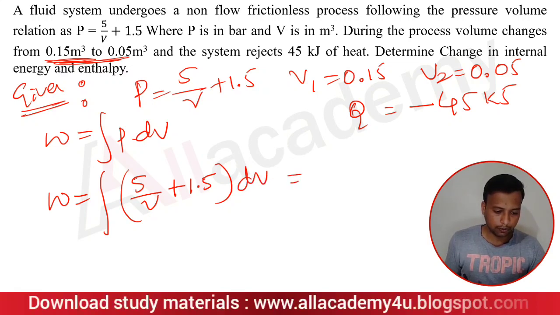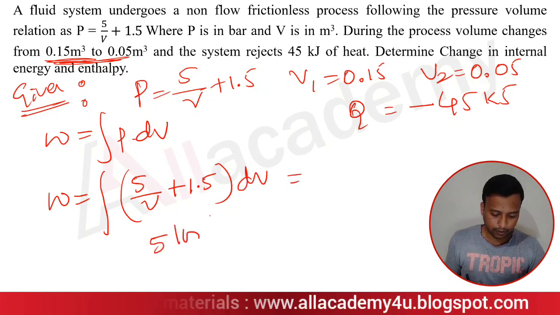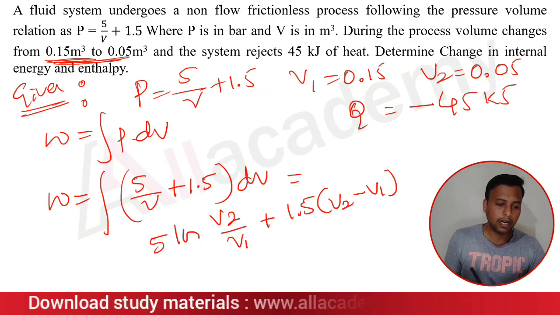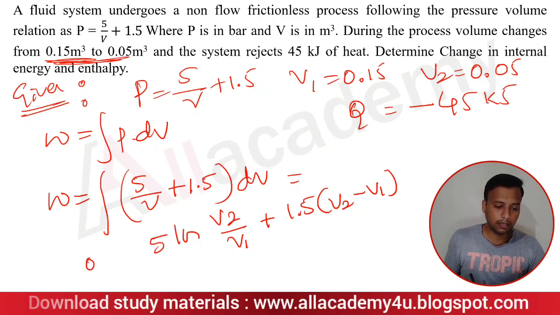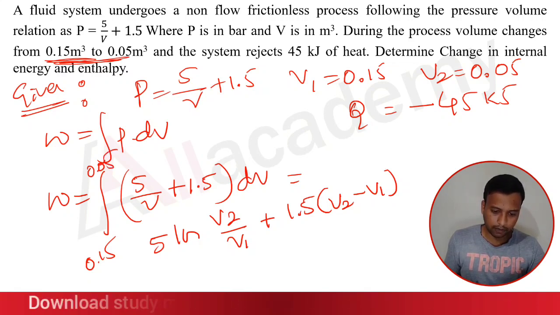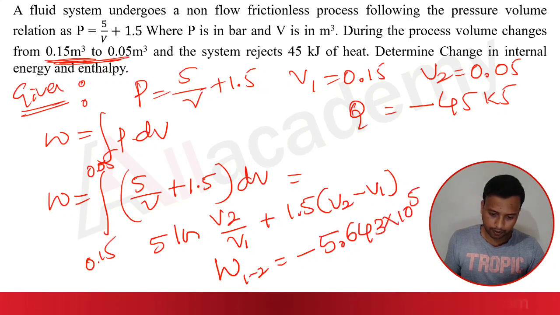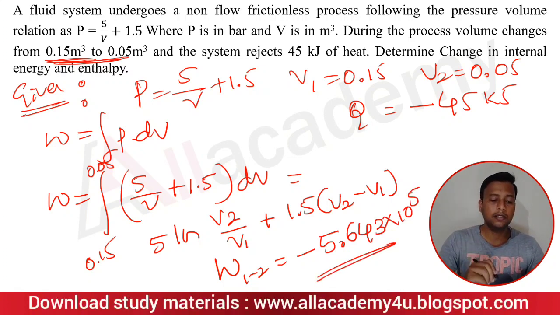Now if I integrate this one, I will get 5 ln V2 by V1 plus 1.5 (V2 minus V1). So let us substitute these values, that is 0.15 and 0.05. If I substitute this V1 and V2 value, I will get work 1 to 2 as around minus 5.643 into 10 raised to 5. Okay. Now this is the work done during this process.